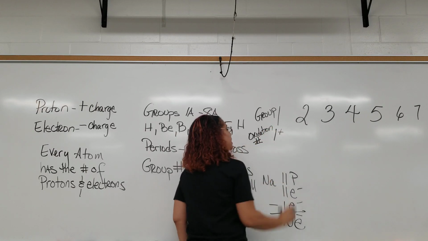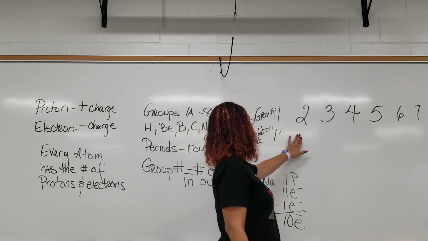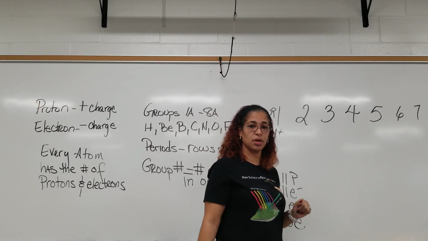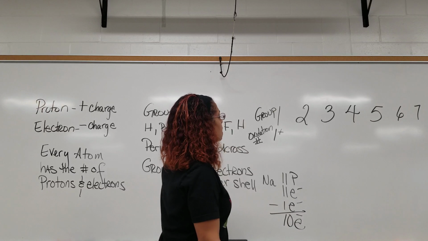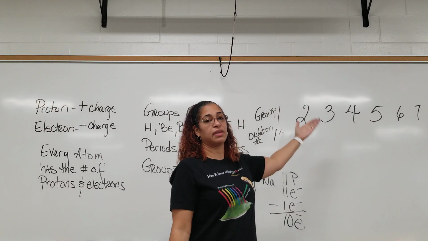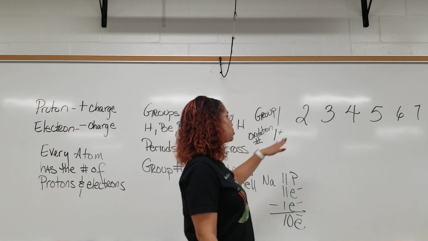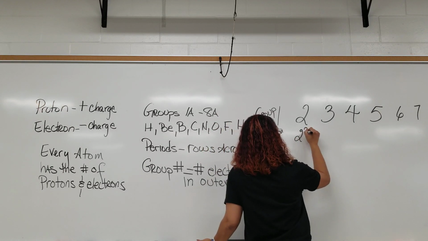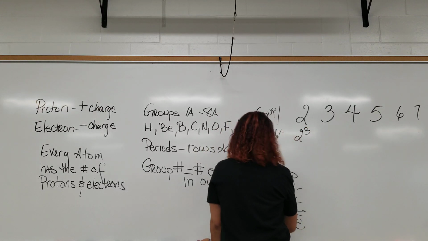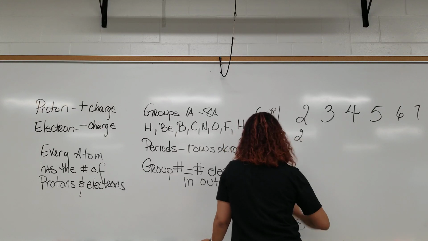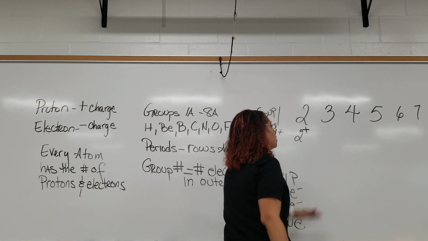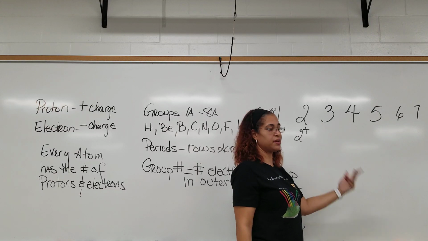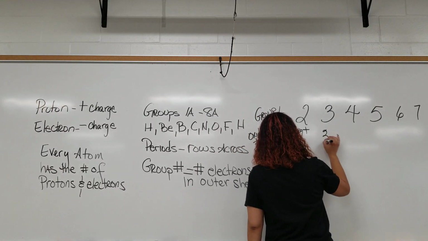Now group 2 has 2 electrons in its outer shell. Since it has 2 electrons in its outer shell, it's going to get rid of 2 electrons. It's easier to lose 2 than gain 6. So it will have a charge of 2 plus. I'm getting ahead of myself. It'll have a charge of 2 plus. Group 3 will get rid of 3 electrons. It will have a charge of 3 plus.